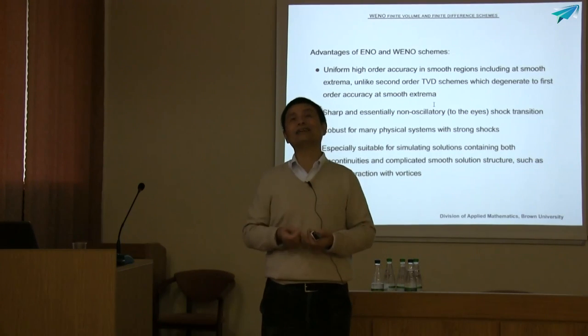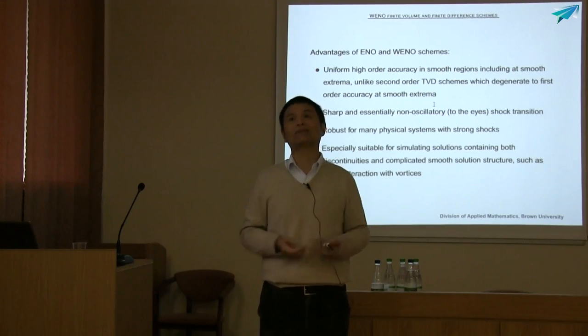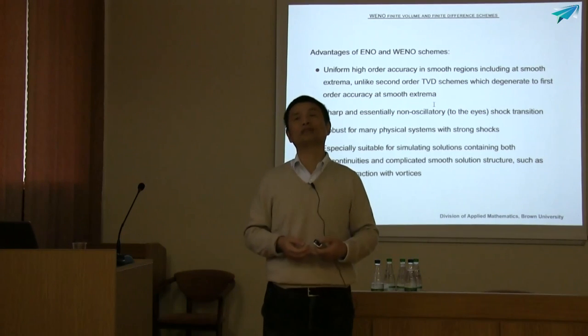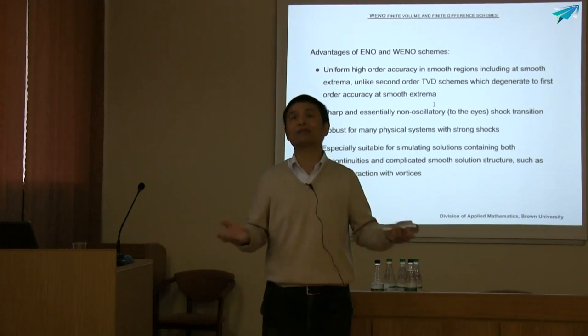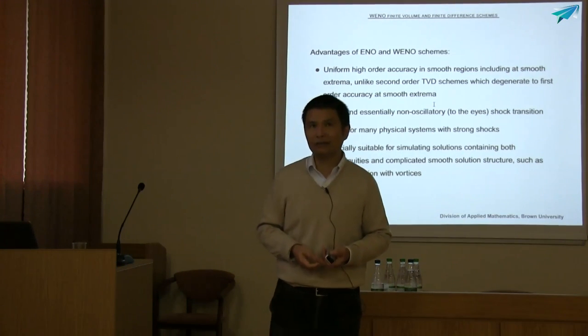The ENO idea is that I don't try to change the polynomial at all. I use the old polynomial. I just use, out of many candidates, one of them, in a smart way. And the WENO scheme is to say I use all three of them. I just sum them up in a smart way. So this way, you can get the high-order accuracy back.